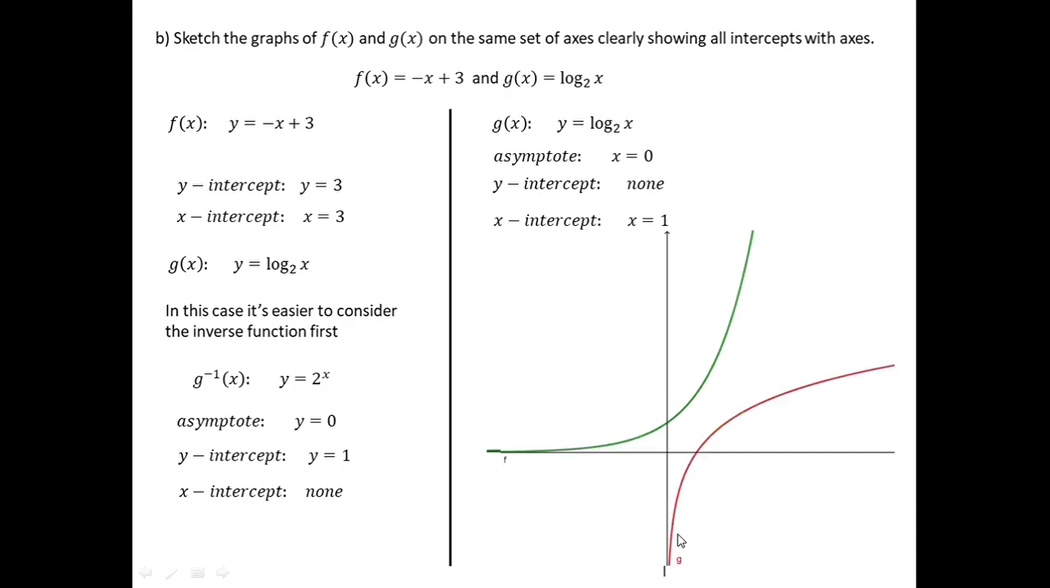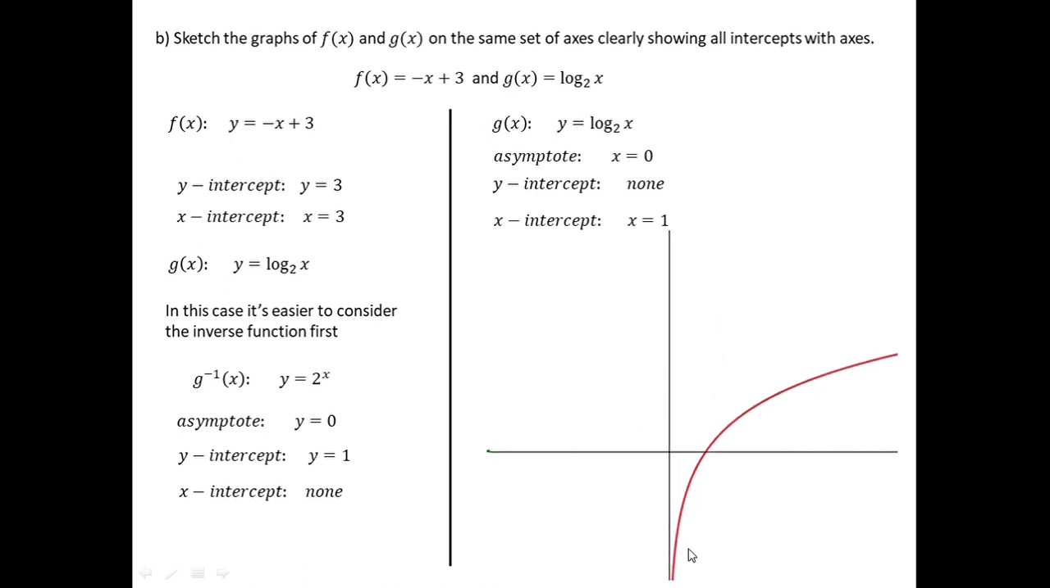Now do you notice the asymptotes are swapped around? The exponential function's asymptote was the x-axis. Its inverse, the logarithmic function's asymptote, is the y-axis. You notice that this green graph's intercept is on the y-axis at 1. Its inverse's intercept is on the x-axis at 1. So the graph that we were asked to plot was g of x, which is this logarithmic graph here.